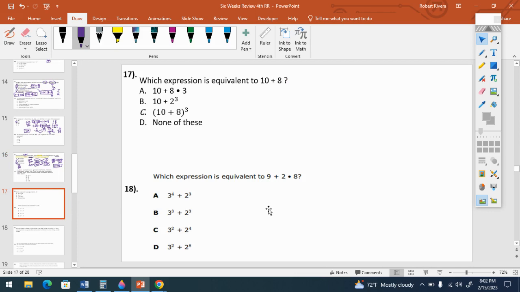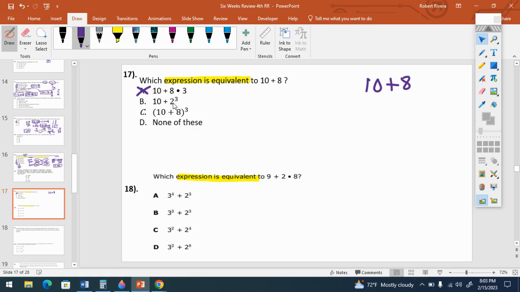The next one we have again some equivalent expressions, but this time there's no algebra. If you notice, there's no variables. So in this case, we're just going to do PEMDAS, guys. They just want equivalent expressions. Now, if you know your properties, it makes it easier, but look, 10 plus 8, okay? And you can already check the first one. 10 plus 8 times 3. Where did I multiply by 3? Nowhere. That's wrong.